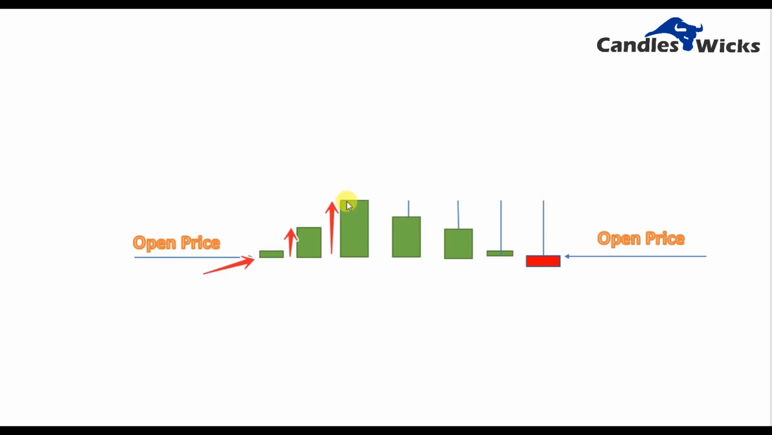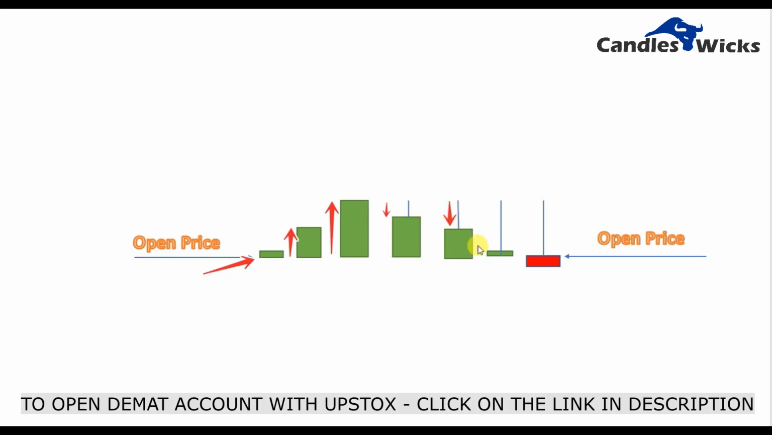And from this place, if the price comes down, the body remains green, but it forms a tail or wick or shadow. If it comes down further, it forms a bigger tail.